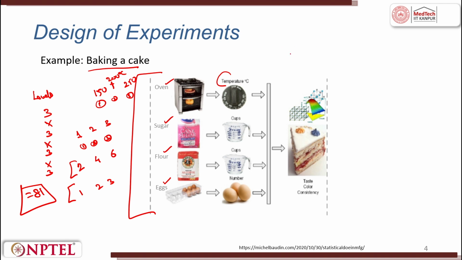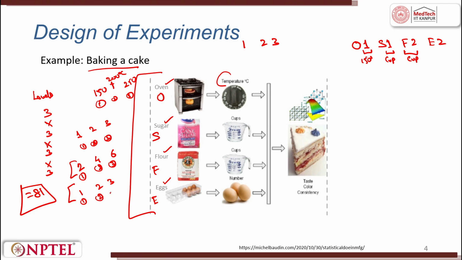For example, let me say parameters O, S, F, E, and each of them has levels 1, 2, 3. I will say O1, S1, F2 and E2. What does this mean? O1 is set at 150 degrees centigrade. S1 is 1 cup of sugar. F2, flour 2, means 4 cups of flour. This 2 is 4 for the flour. And E2 means 2 eggs.